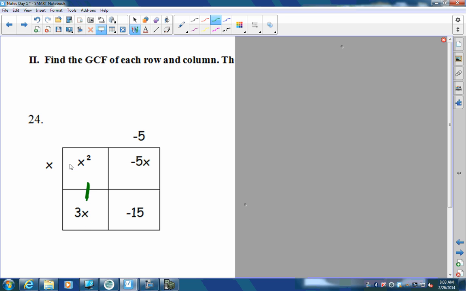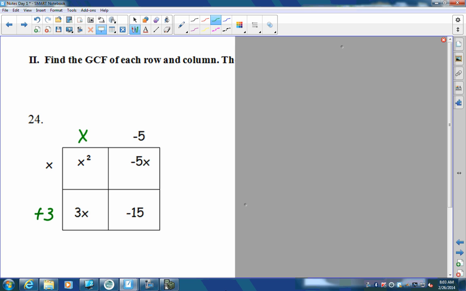There's not a number up here, so it's not a number. There's an x and an x squared, so the GCF would be x. That's one way they're telling you to do it. For me, I look at it like this. X times what is x squared? X. See, and how they got this was x times -5 gave me -5x. Didn't we do that on the multiplying? So down here, to figure out what goes out here, x times what is 3x? Plus 3.